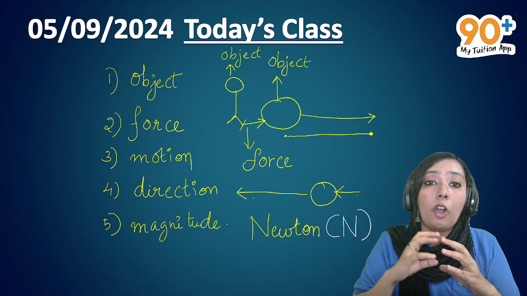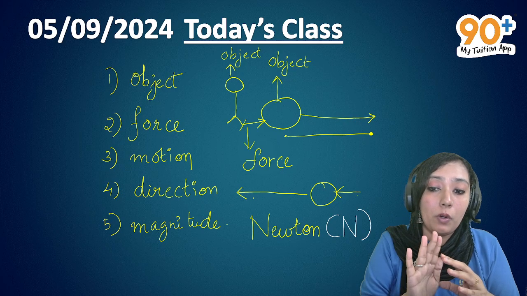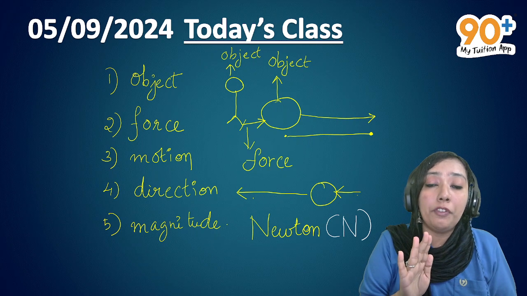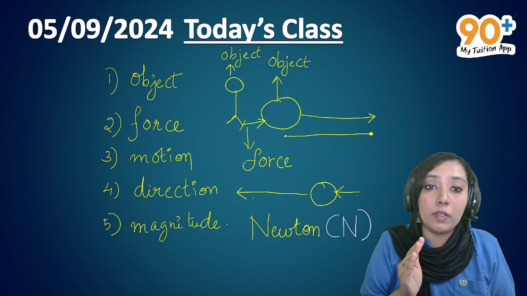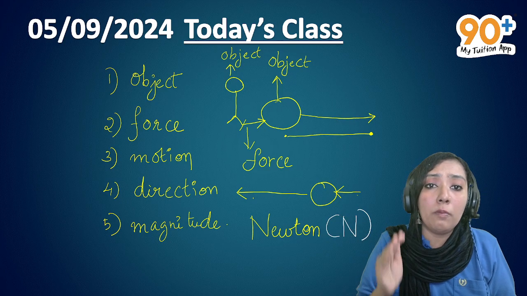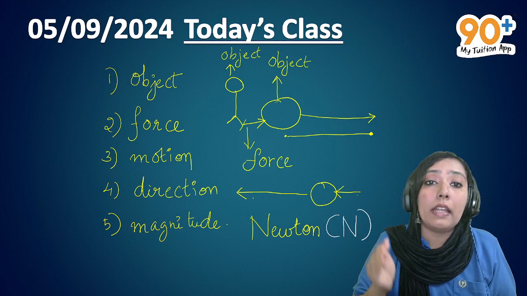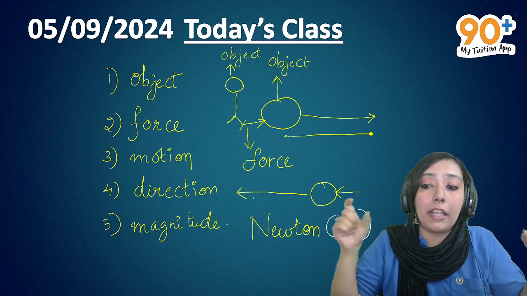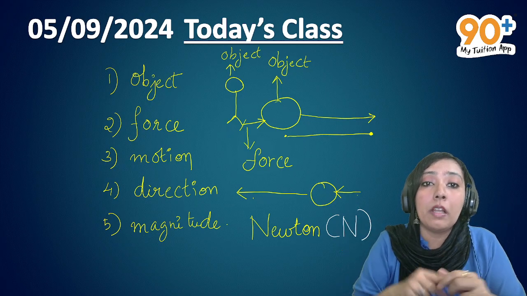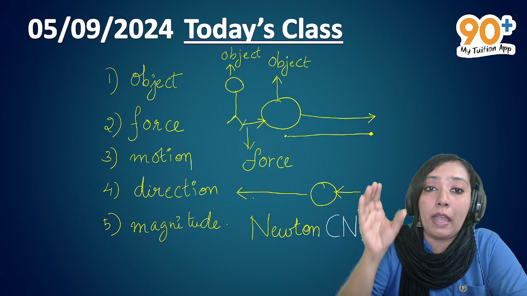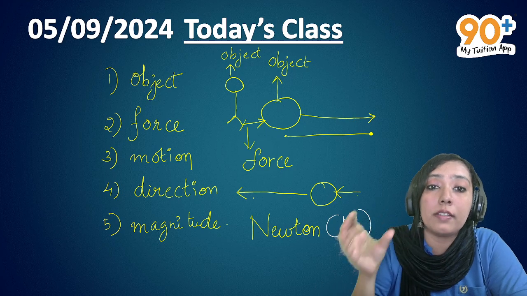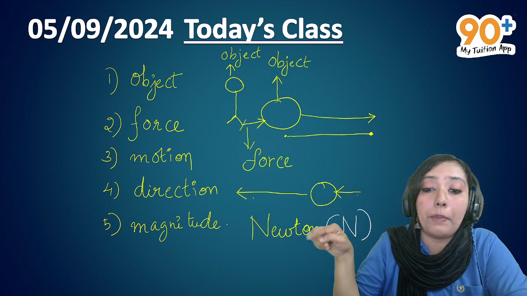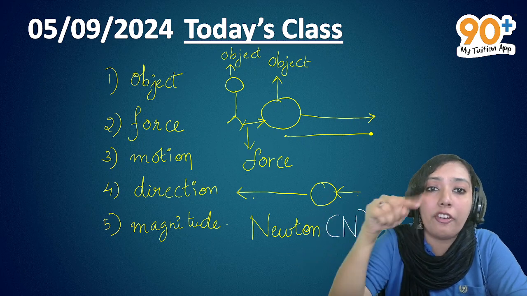To move that object, we applied force, and the movement is known as motion. Where it moved, the direction in which the force was applied, and how much force I applied is known as magnitude. Force's magnitude, or force measure, is represented in Newton, and it is a capital N. You should not write a small n.